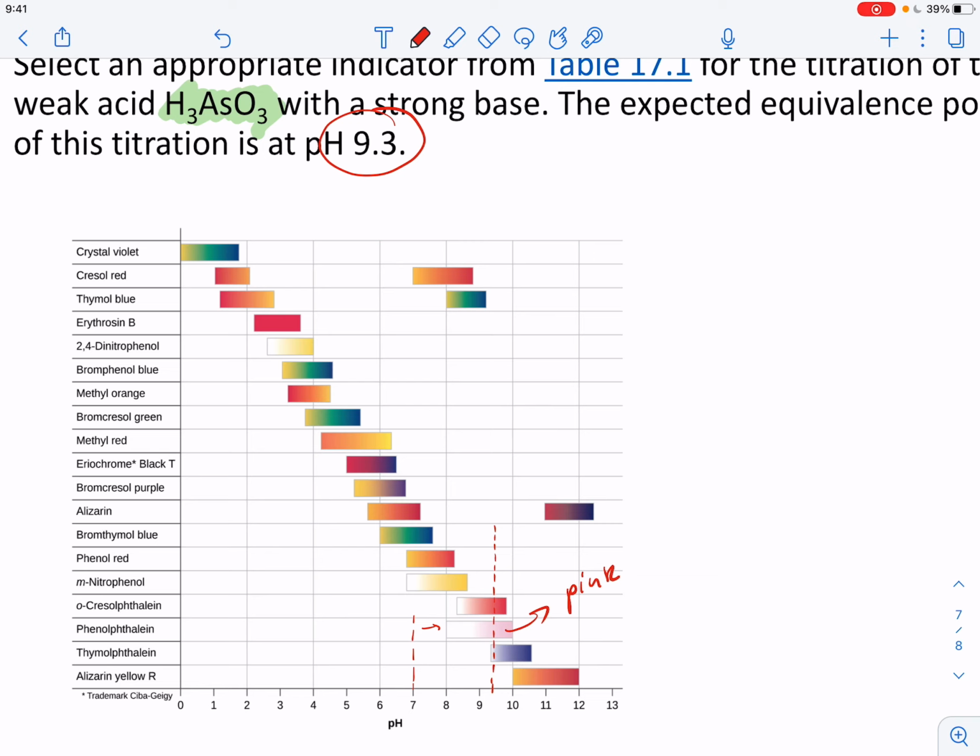So same thing happens with this indicator. This is gonna be red. You can't possibly see anything there. There's not gonna be a color change, because if you are coming from acid pH and you are going to end up at 9.3, that indicator is gonna be already changed in color.